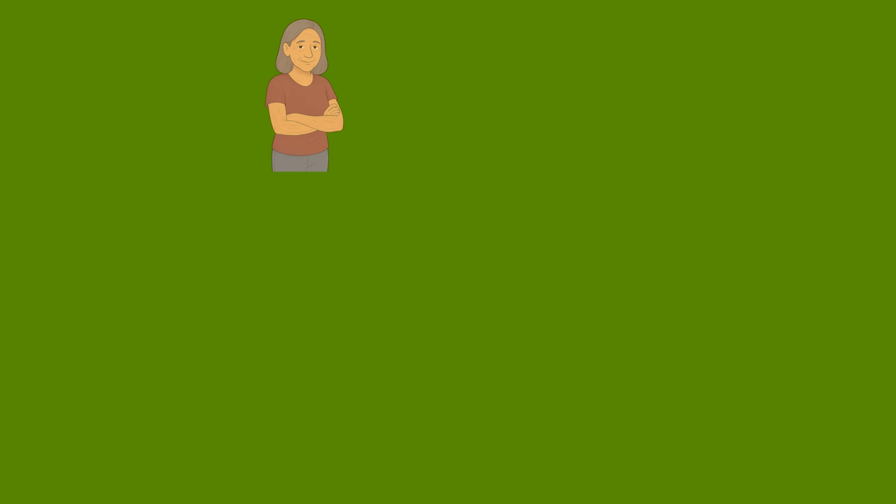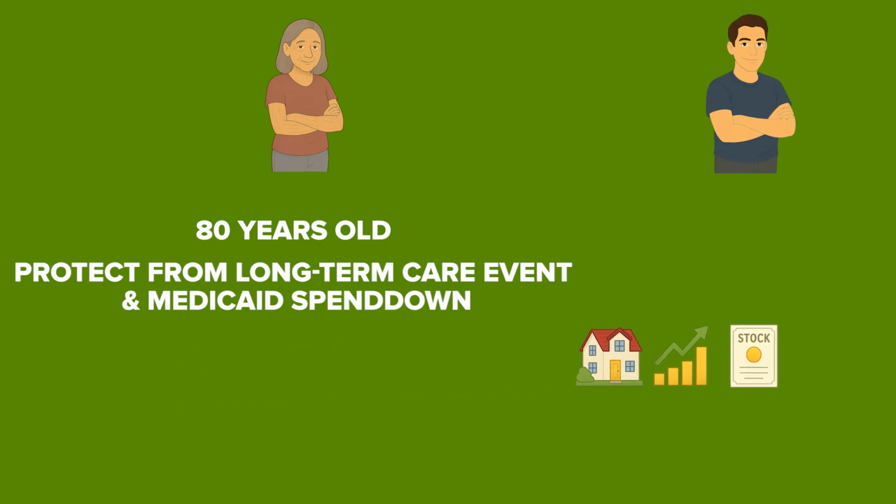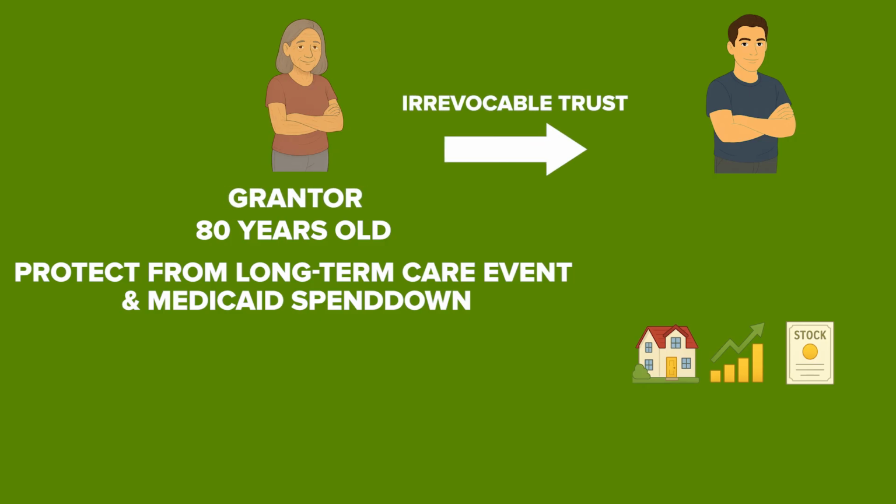Here's an example. Let's say Sarah is 80 years old and she's trying to protect her assets from a future long-term care event in the Medicaid spend down process. And she wants to make sure her house and her brokerage accounts go to her son, Ian. In that case, she might set up an irrevocable trust. She is the grantor giving her assets to the irrevocable trust, but she may name her son Ian as both the trustee of the trust, which is maintaining the trust assets, but Ian may also be 100% beneficiary of the trust as well.